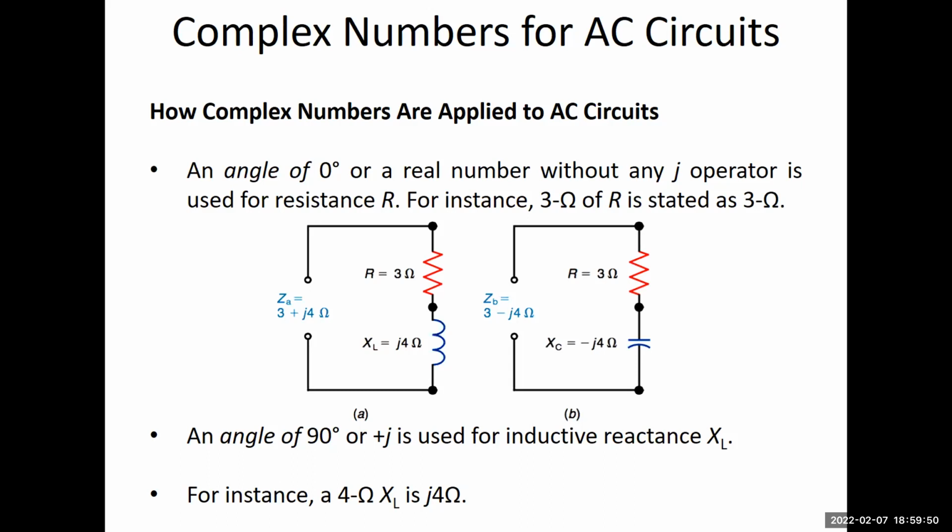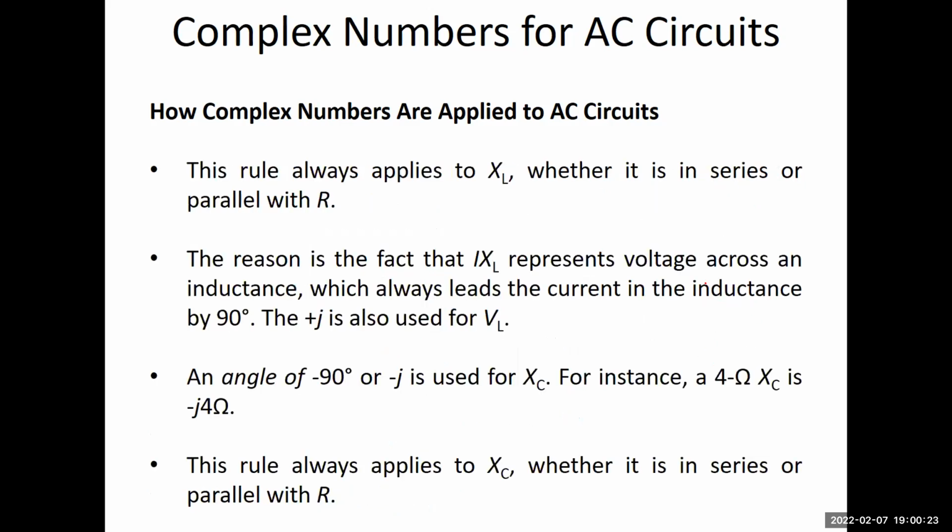Okay? And an angle of 90 degrees or positive j is used for inductive reactance. So that is what we said earlier. So when you go to the upper part of J, that is now the positive J, and that is used for inductive reactance. While if you are using the lower J or the negative J, this is used for capacitive reactance. So this rule always applies to XL whether it is in series or parallel with R.